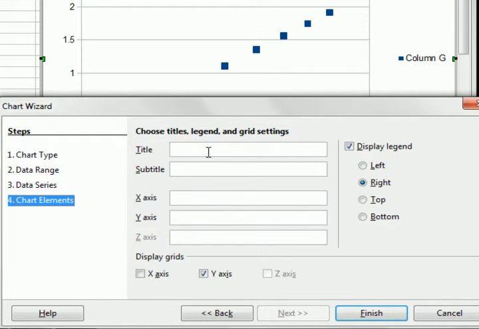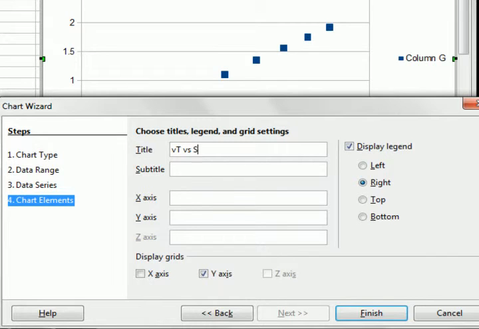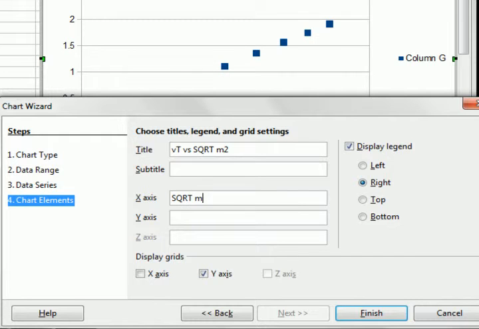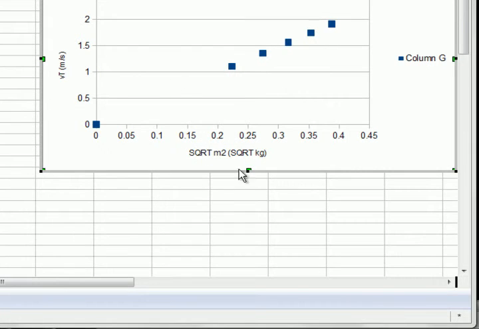And then finally I add my title. And the title, as we've mentioned when we talked about graphs in the beginning, is very important to let people know what the heck you're talking about. So velocity is my Y, and my X is going to be the square root of M2. The X-axis is going to be the square root of M2, and its label is the square root of kg. And my y-axis is going to be velocity, and the units of that are meters per second. Hit finish here, and ta-da!